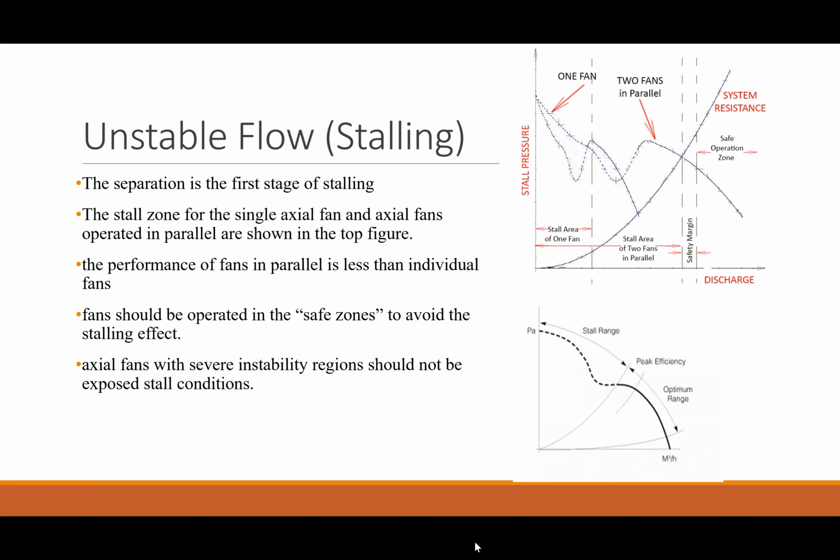The stall zone for the single axial fan and axial fans operating in parallel are shown in the top figure here. From the top figure, it can be inferred that the performance of fans in parallel is less than individual fans, and that fans should be operated in the safe zones to avoid the stalling effect. Because of this, axial fans with severe instability regions should not be operated at rotational speeds, blade angles, mass flow rates, and pressures that expose the fan to stall conditions.